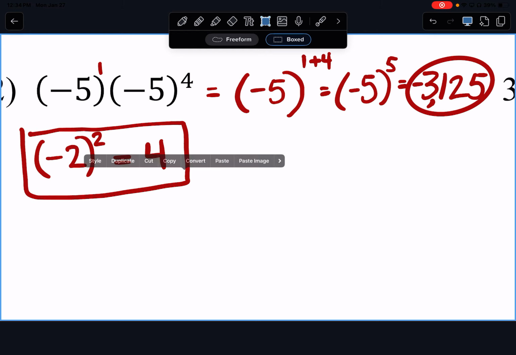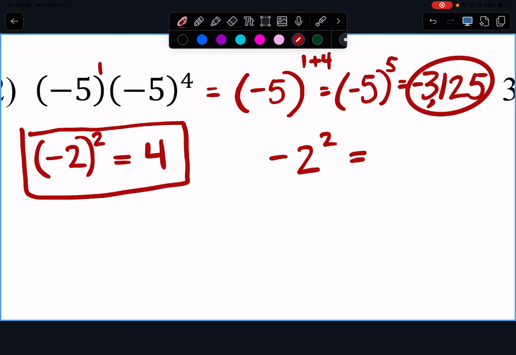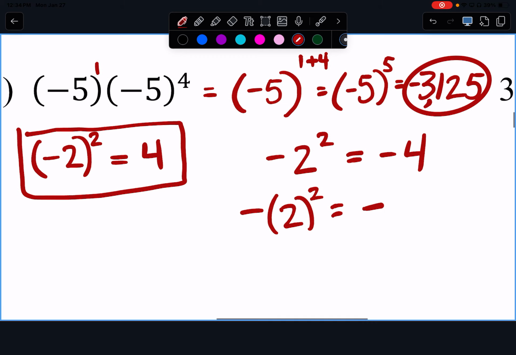Now, we're going to look at negative 2 squared equals, what is that going to be? Negative 4. So the difference there is the calculator reads that second one as negative parentheses 2 squared. So that negative is just outside of it. Then it says 2 squared. And so that is what gives us the negative 4. Okay, those two statements are completely different. And that's why it's super, super important to pay attention as we're typing this stuff into the calculator.